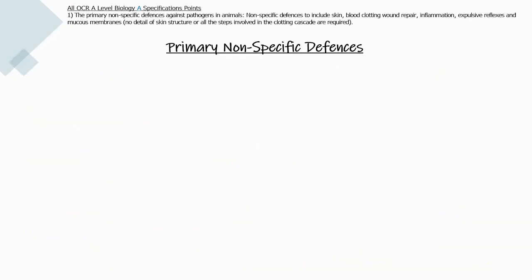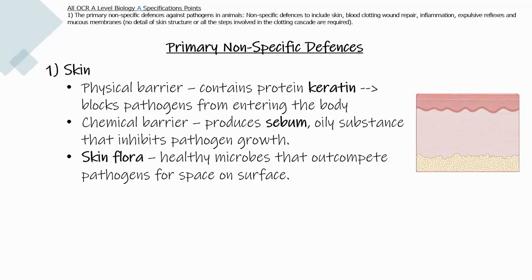Some of the primary non-specific defences you need to know about for biology A are the skin. The skin is a physical barrier, and it contains a protein called keratin, and it's this protein that blocks pathogens from entering the body. It also has a chemical barrier, so it produces sebum, which is an oily substance, and this prevents pathogen growth on the surface of the skin.